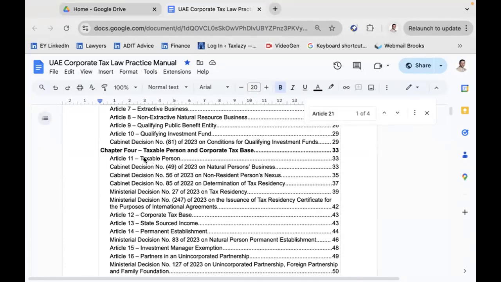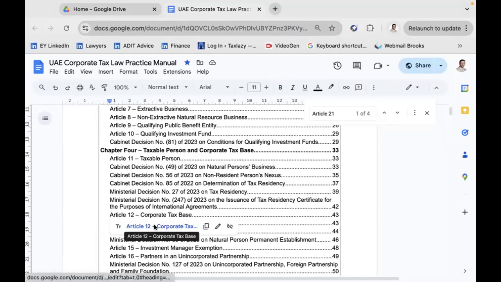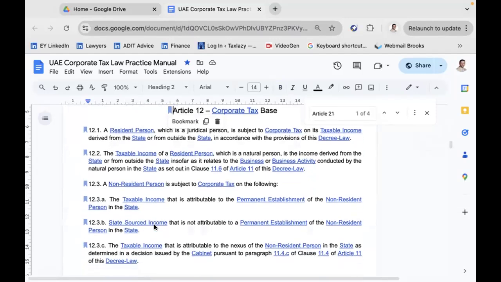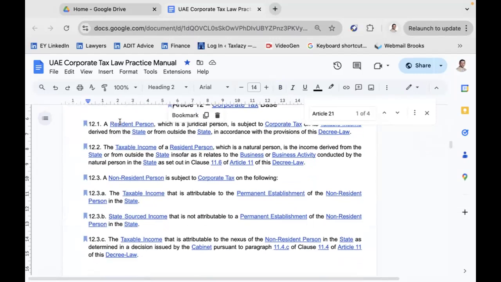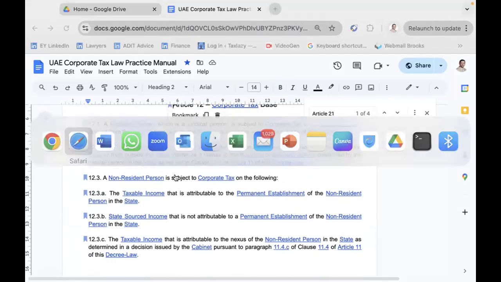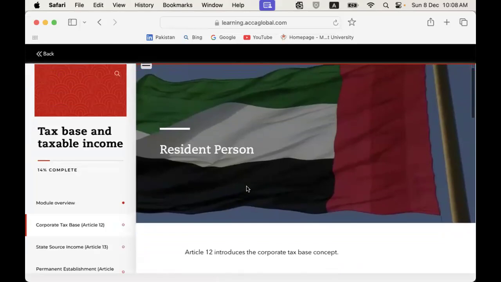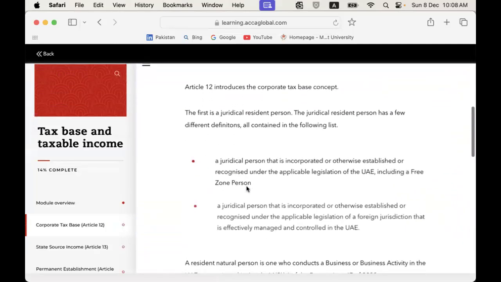So please remember there are two particular articles. One is Article 11 on taxable person, that gives the type of taxable person that we have to look at. In that, resident, non-resident, etc. is identified. But then there is another article, 12, that talks about the corporate tax base of those resident persons and non-resident persons. So interestingly, the course has started directly from Article 12. Let us go through this.